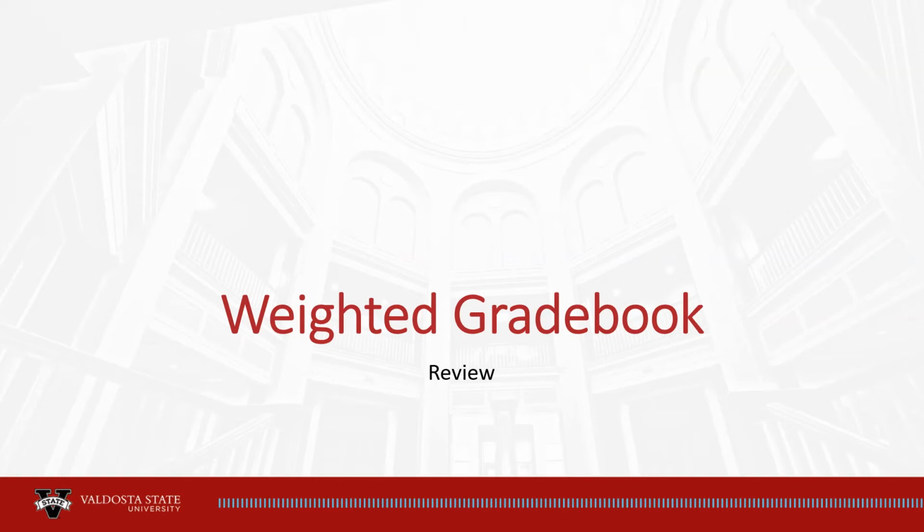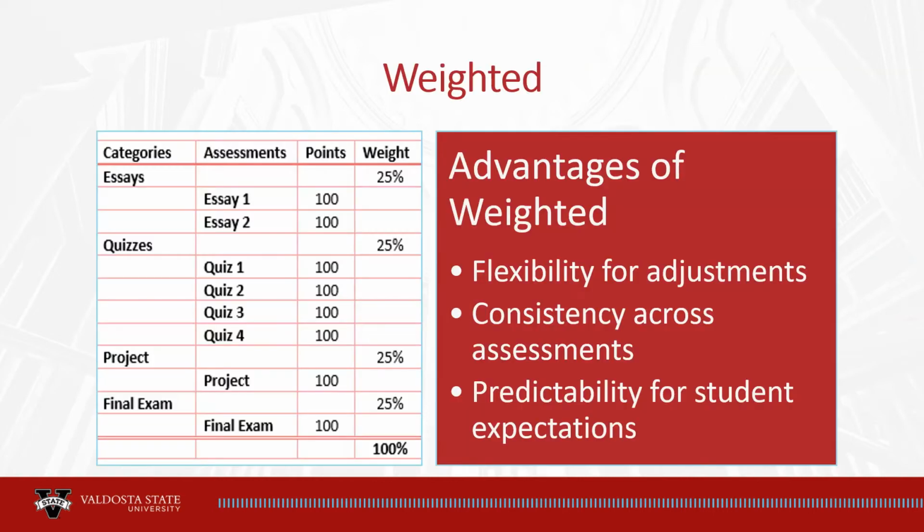Let's review the weighted gradebook. In a weighted gradebook, assessments are categorized by topic, module, criteria, or assessment type. Categories are assigned a weight, which calculates to the total percentage for the final grade. You can see how some of the advantages are reflected in the included image. You could also assign a varied amount of points to the individual assignments as well, which would then reflect within the categories.